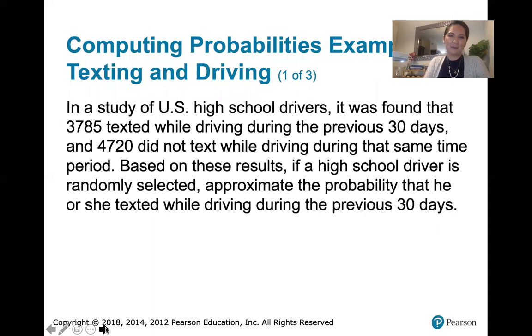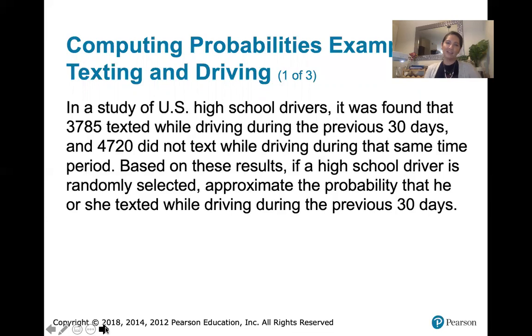Now, in this last example, I'm going to show you a potential pitfall when it comes to computing probabilities. A lot of students make this mistake. So here's a problem statement, and then we'll try to solve it. The question says, in a study of US high school drivers, it was found that 3,785 texted while driving during the previous 30 days, and 4,720 did not text while driving during the same time period. Based on these results, if a high school driver is randomly selected, approximate the probability that he or she texted while driving during the past 30 days.